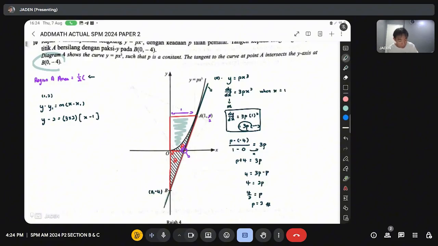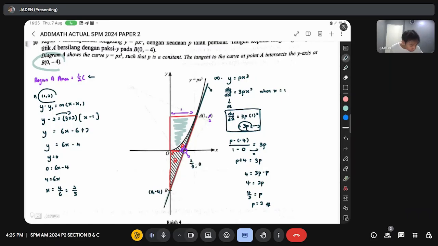Okay, I'm substituting the coordinate A here. So y equal to, this is 6x minus 6, and then you want a plus 2 because you move over. So this is 6x minus 4. Right, because this is the x-intercept position, your y is equal to 0. So that means 0 equal to 6x minus 4, 4 equal to 6x, x is actually 4 over 6, simplify, 2 over 3. The coordinate over here is 2 over 3, 0.